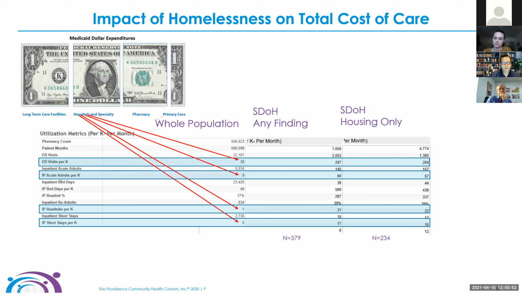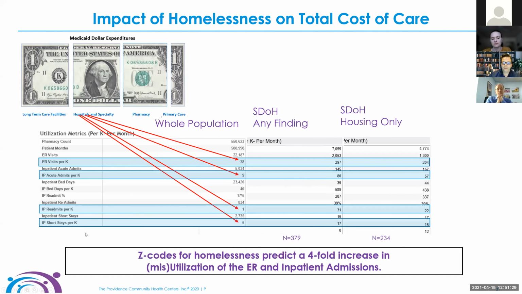As I look at my acute inpatient admissions, it starts off at 9 per 1,000. So 1,000 patients over the course of a year, 9 admissions. It's almost 10 times higher when we throw in one or more social determinants. As I look at my readmissions per 1,000, it starts off at 1, because most people are healthy in Medicaid. If they go to the hospital, they don't get readmitted because it was something like pneumonia. It's cured. With social determinants, it's 31.22. Very, very high.